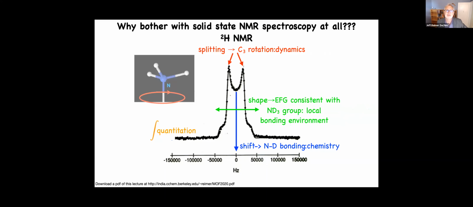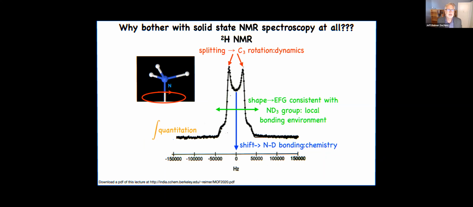And of course, that splitting tells us that the deuterium is consistent with a triad spinning about its C3 axis. So the reason you do NMR, even though it has many disadvantages, is that it can provide how much is there, who it's bonded to, how the bonds are distributed in space, and the dynamics of how they're moving. And that's the reason why we bother. And the trick and the key for the MOF chemist is to imagine what problems can be uniquely solved with these strategies and then deploy them in MOF research.